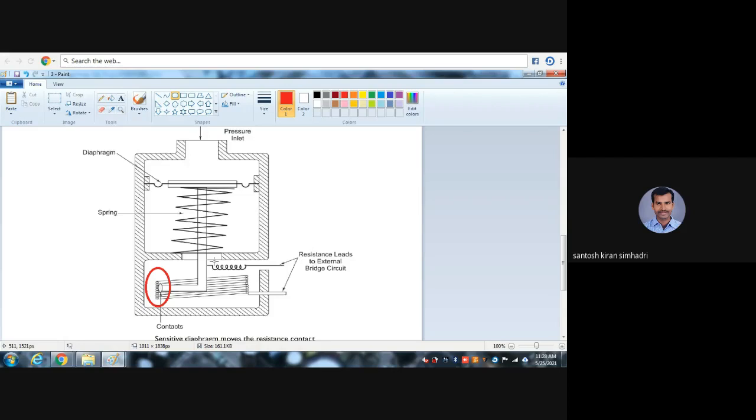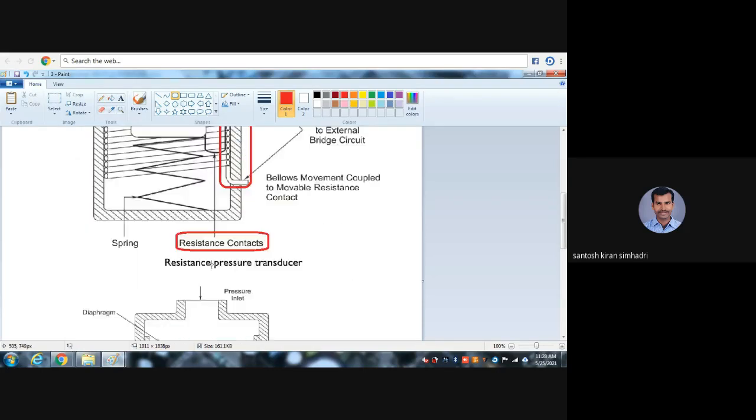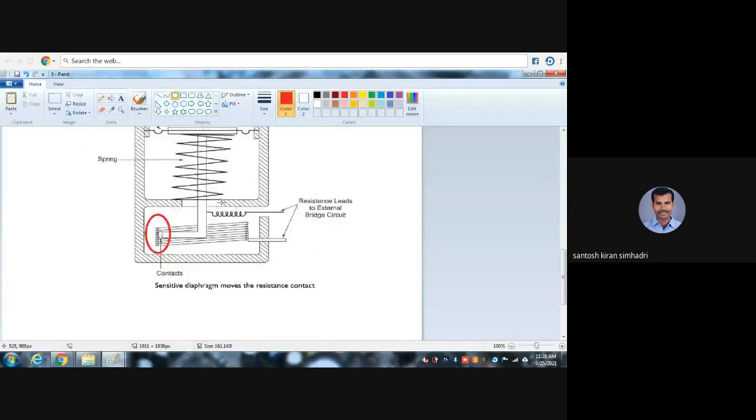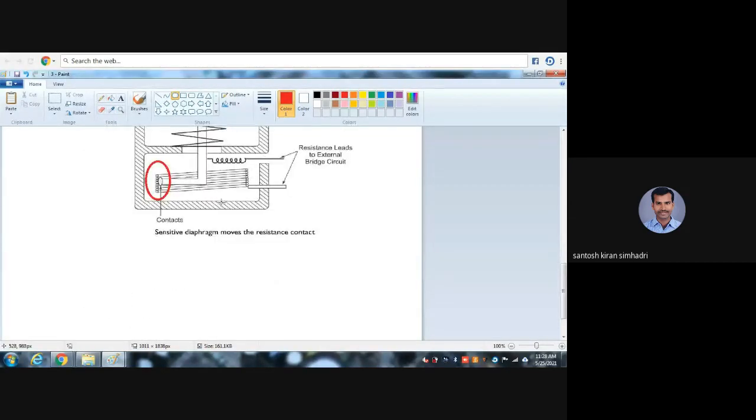Why am I not concentrating more here? Most of the time, only this resistance pressure transducer is asked about. You just have to explain this concept, it is enough. No need to go into detail. This is the resistance pressure transducer.